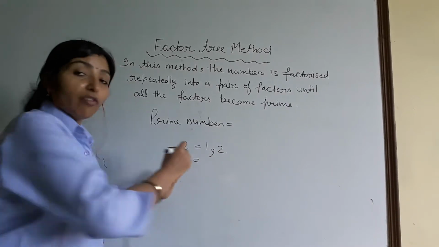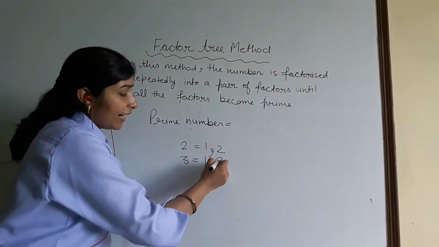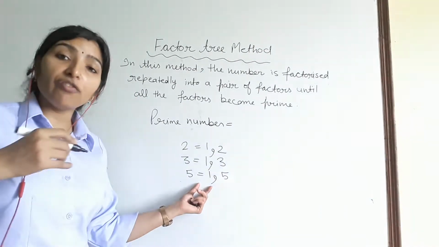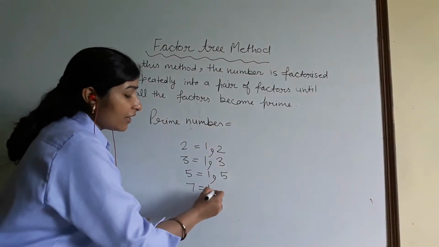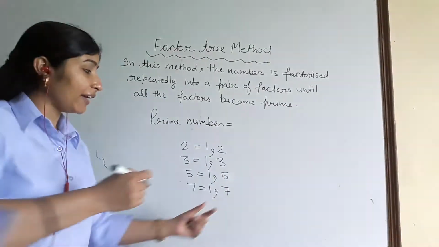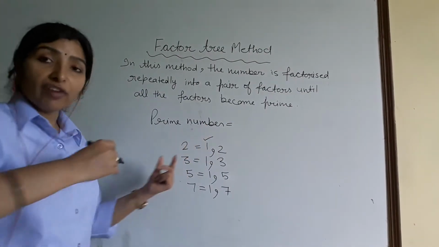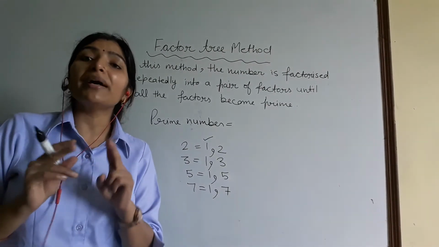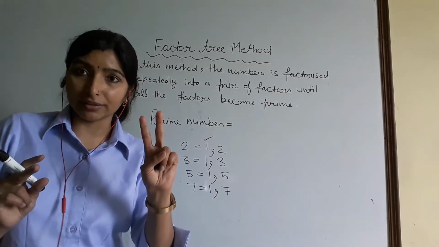3, what are the factors of 3? 1 and 3. 5, what are the factors of 5? 1 and 5. 7, what are the factors of 7? 1 and 7. So they are coming in 1 table and itself table. So a prime number has only 2 factors.